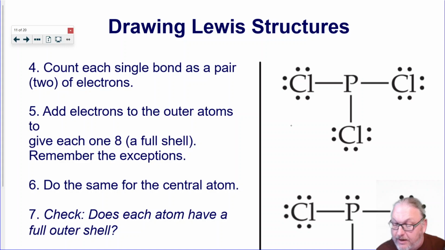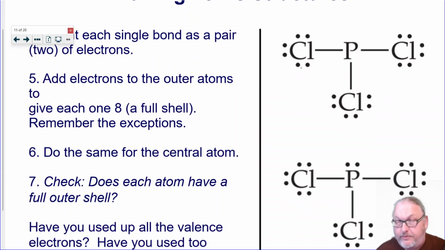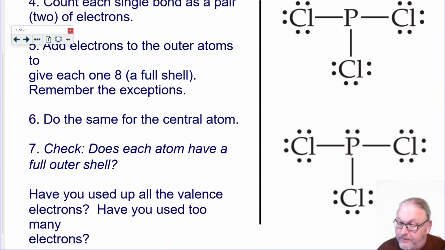Then I'm going to add an octet around each of the outer atoms. 1, 2, 3, 4, 5, 6, 7. And of course, that's got 2, that's got 2, that's 8. Then I've got to put 8 around the central atom, so I put a lone pair. Then we have to ask, does each atom have a full outer shell of 8? Okay, cool. It does.